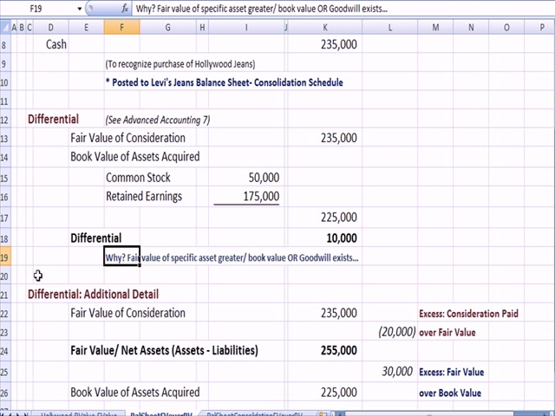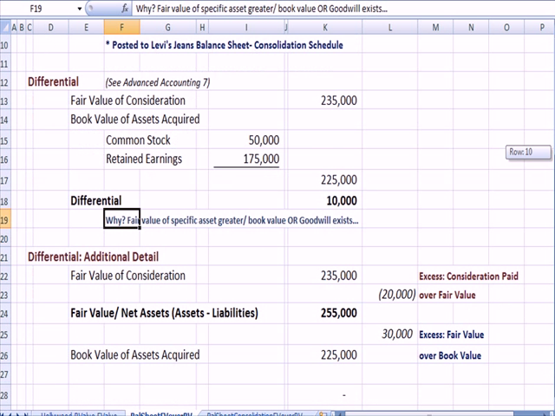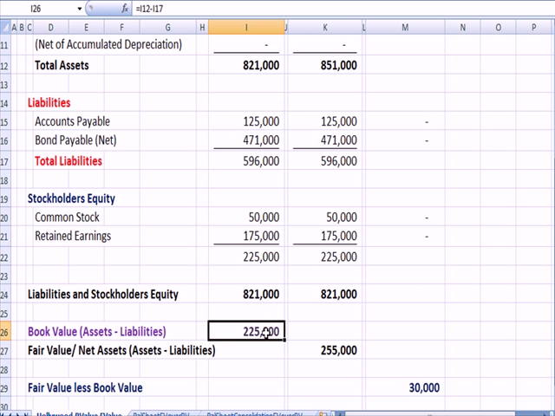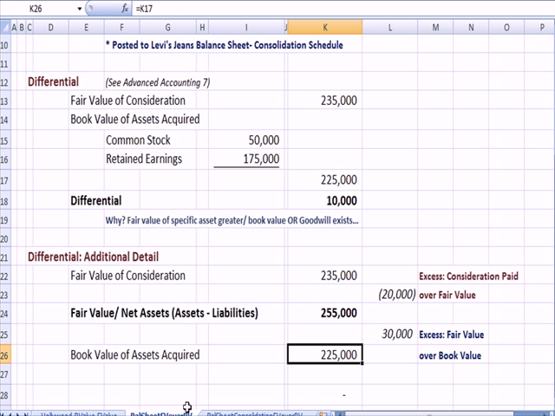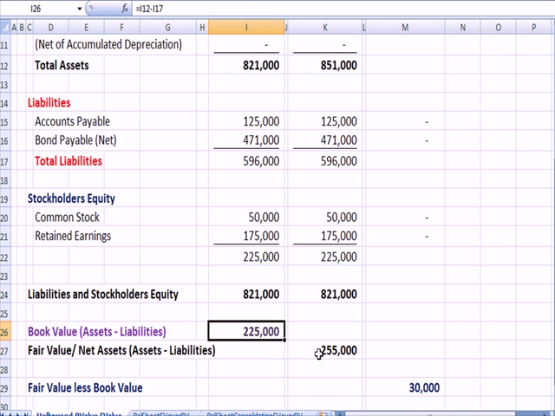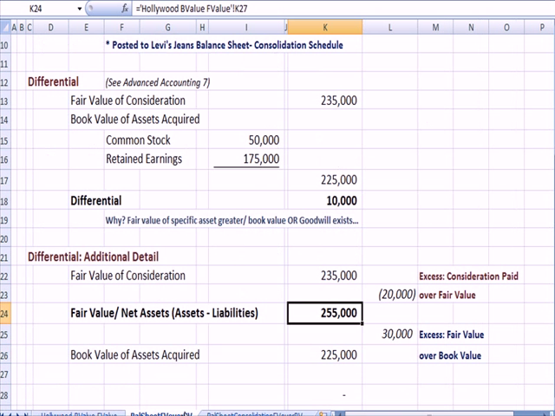But the last schedule shows how this transaction is a little different. Here's the fair value of the consideration, the cash that we paid. Here's the book value of the assets that are acquired, $225,000, which is here. But then we look at the fair value of the assets that are acquired, $255,000, which was over here.